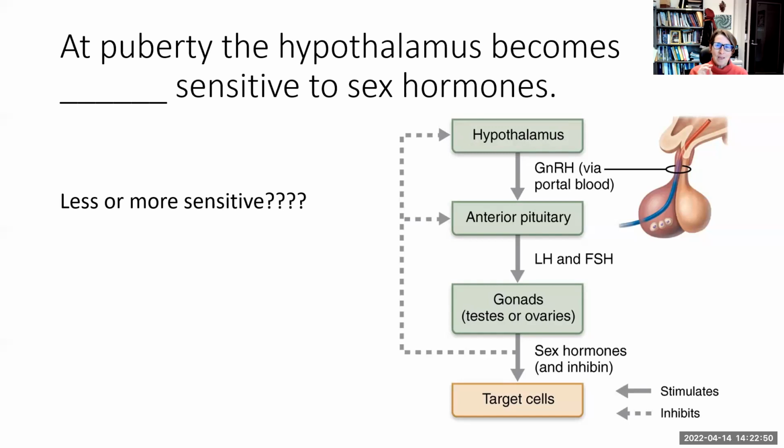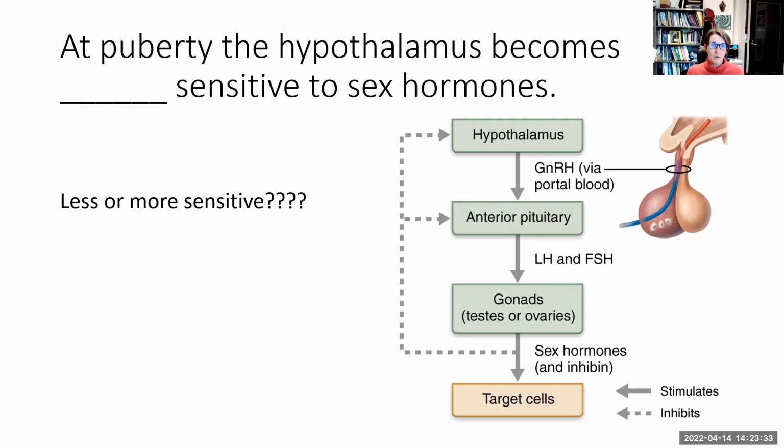So if your hypothalamus becomes less sensitive to the hormones, right, then I'm going to need more hormones for that feedback loop to have an effect. The hormones are going to have to yell louder at the hypothalamus and the anterior pituitary gland in order for them to inhibit the release of GnRH or LH and FSH. And it's specifically the hypothalamus. So if the hypothalamus becomes less sensitive, then those sex hormone levels can rise before it starts releasing GnRH. And that's how it works.